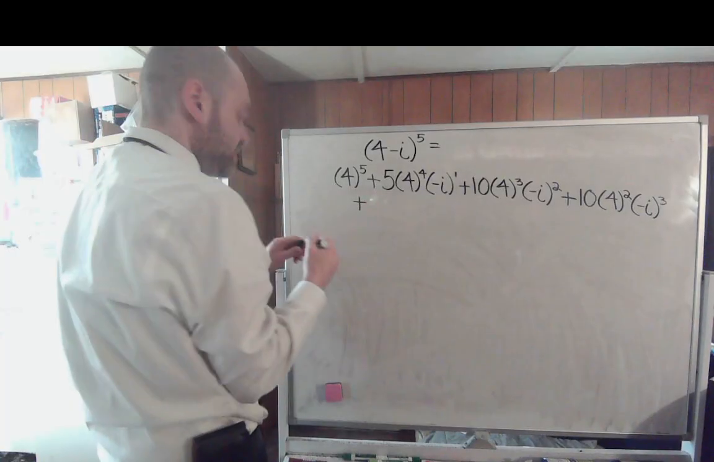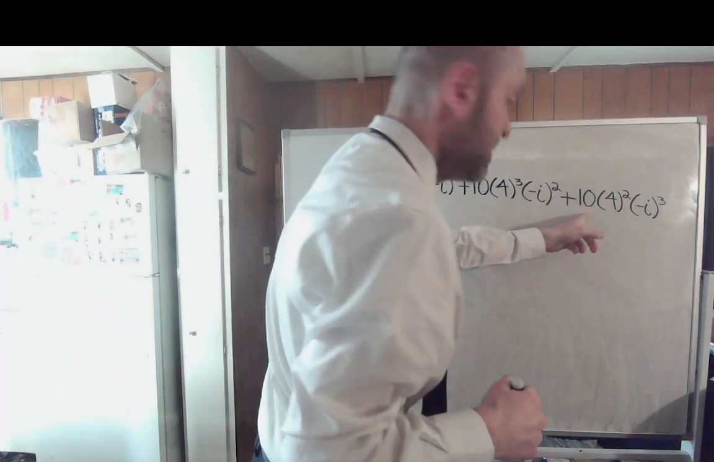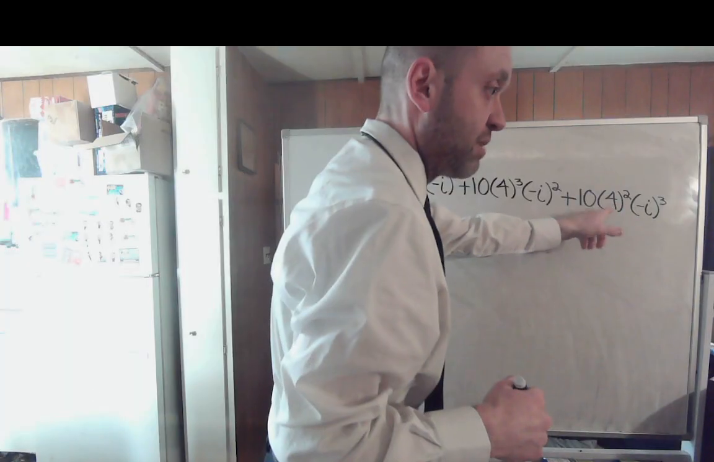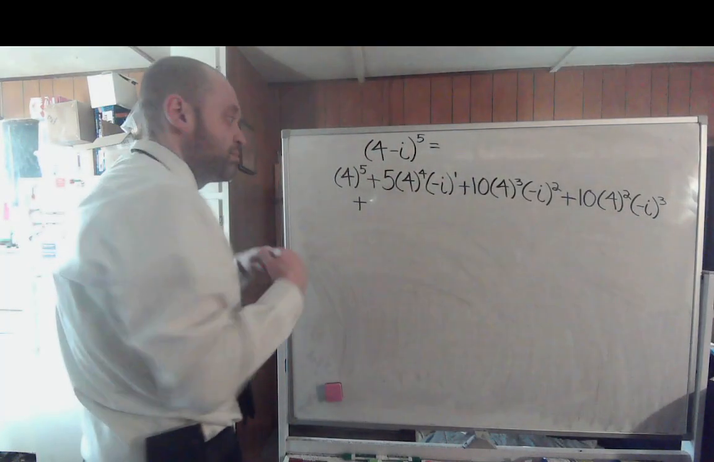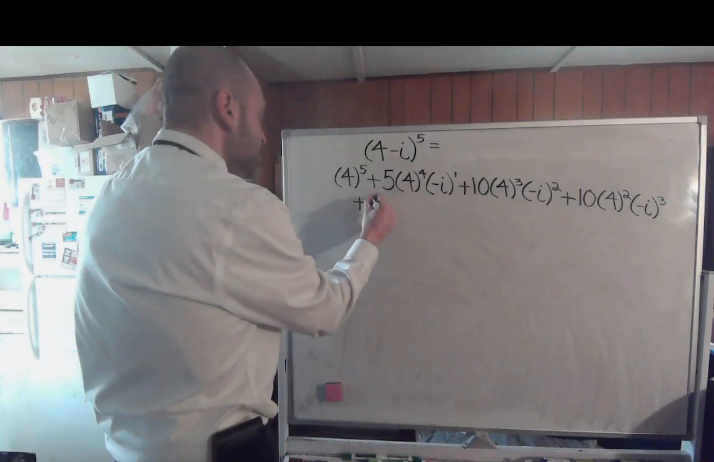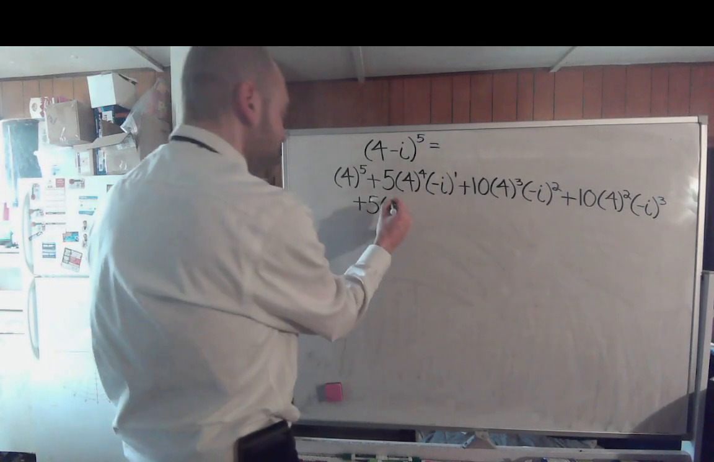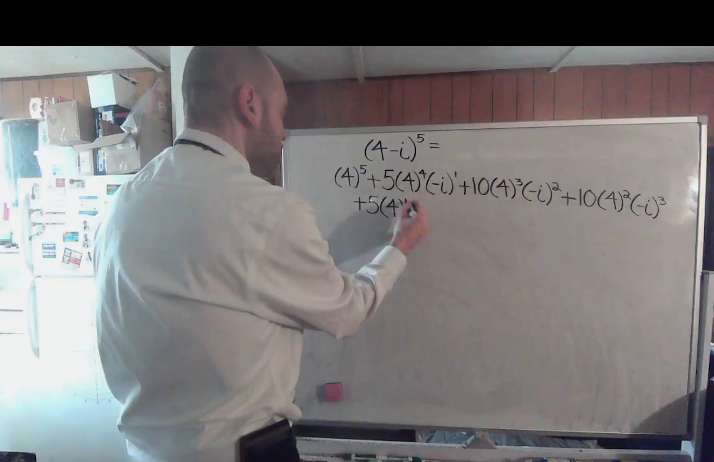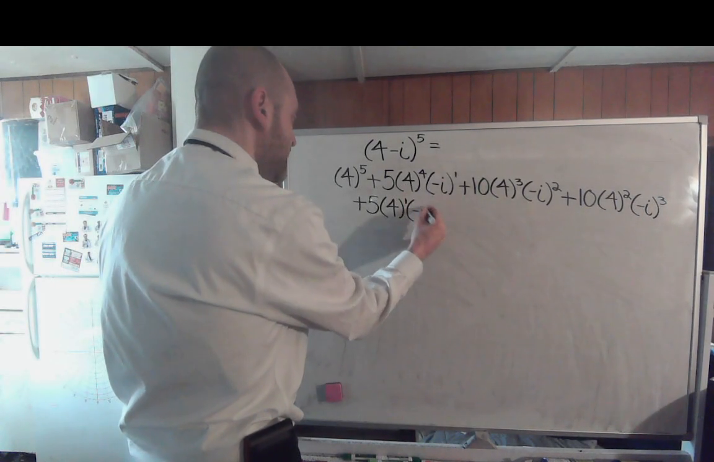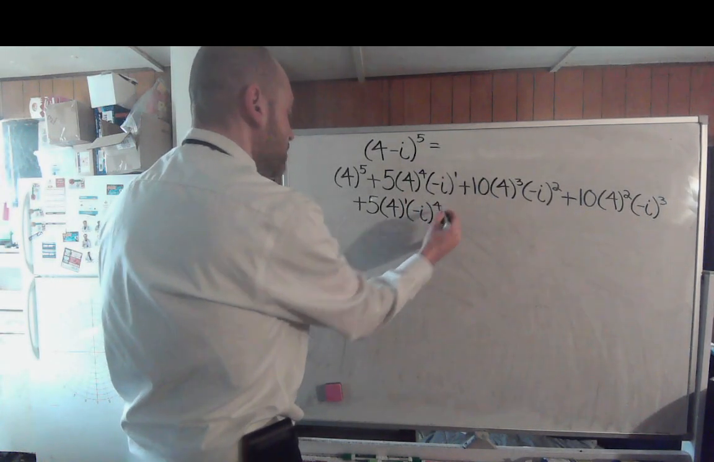plus, now let's see, take 2 times 10, that's 20, divide by the current term you're on, which is 4. 20 divided by 4 is 5. So that'd be 5 times that 4 to the 1st power times negative i to the 4th power.